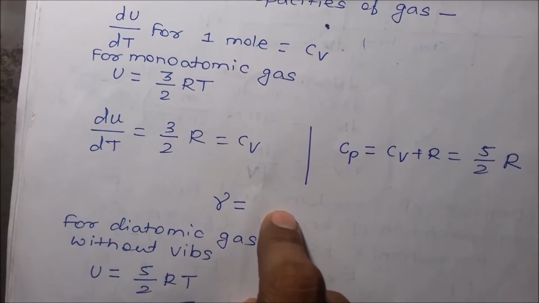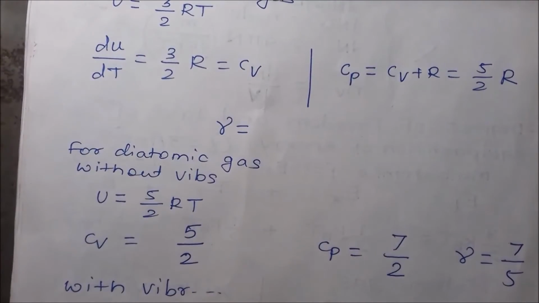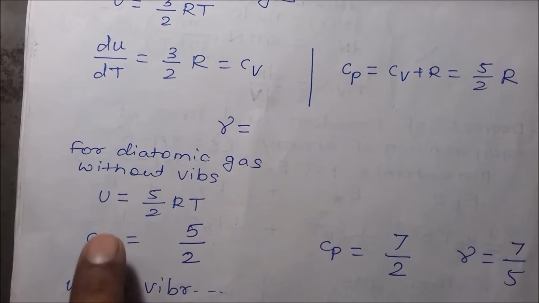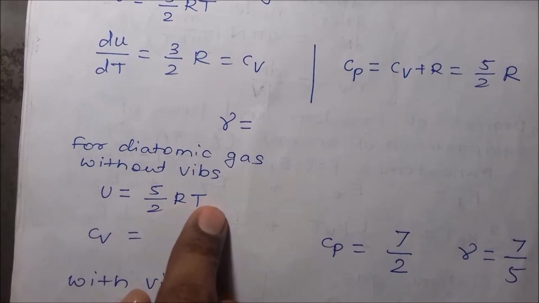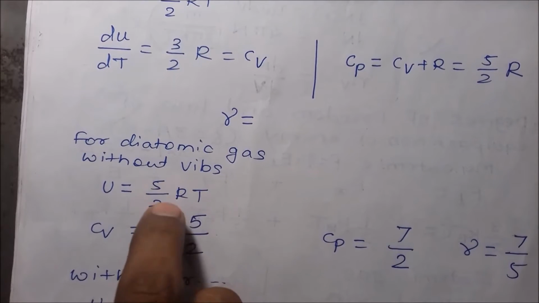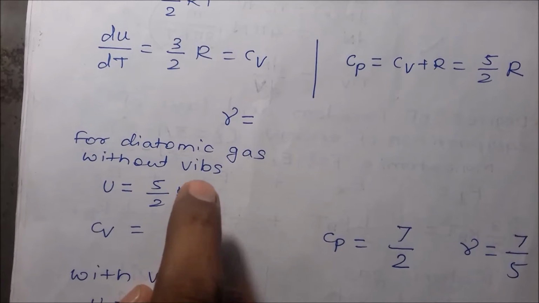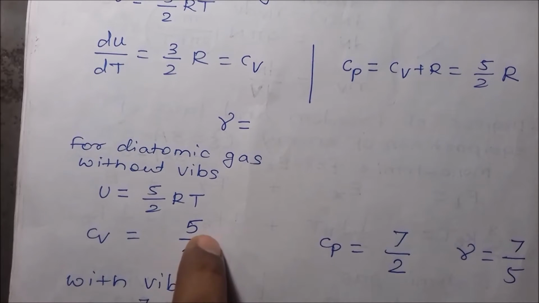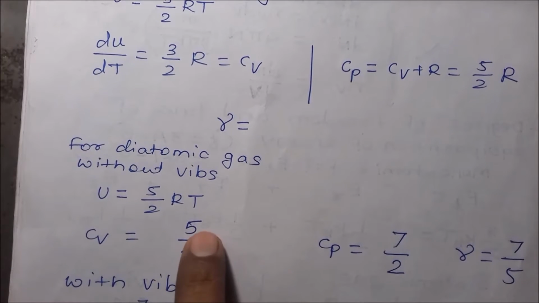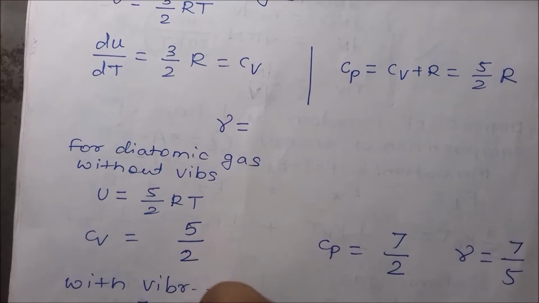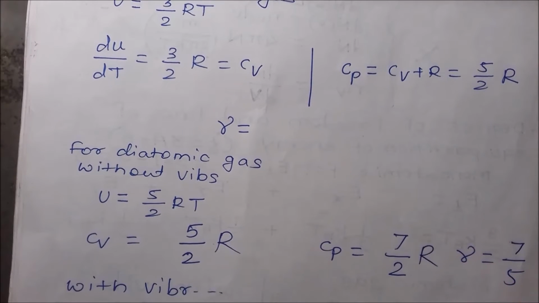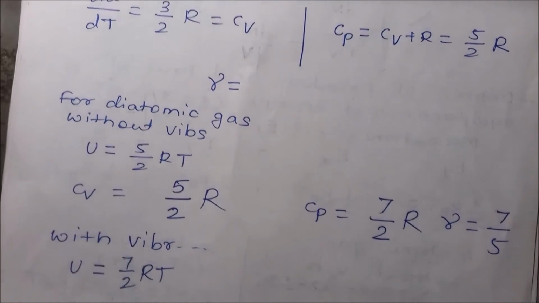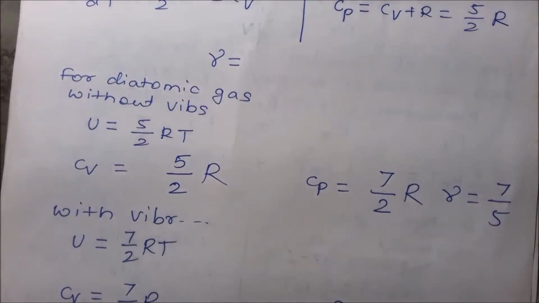Then for a diatomic gas without vibrations, the energy per molecule is 5 by 2 kBT. Therefore the energy per mole is 5 by 2 RT. The derivative is Cv. Cv is therefore 5 by 2 R. Cp is 7 by 2 R. Cp is Cv plus R. Gamma is 7 by 5.